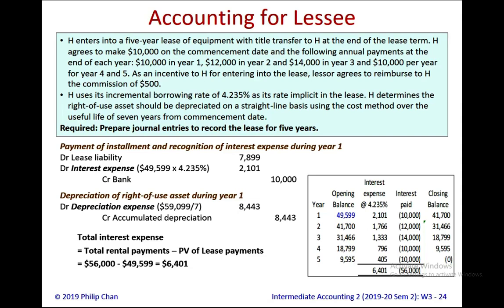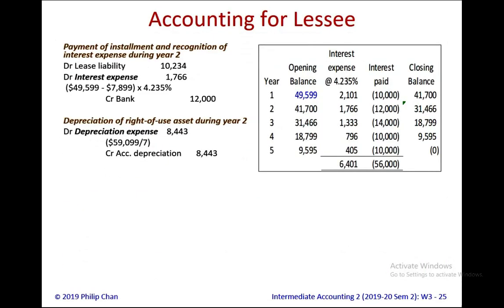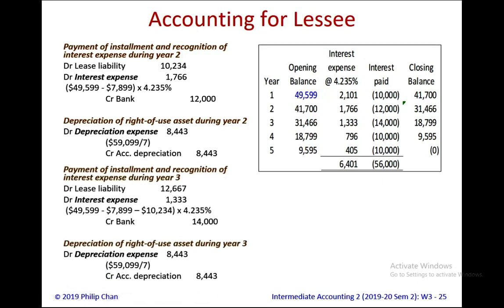And the same thing happened in year 2. So we do the same thing. We worked out the interest expenses to be 1,766, right? And then compare with the payment, or if you like, the rental payment. It should be rental pay rather than interest pay, doesn't matter. Rental pay 12,000. Then the difference would be the lease liability, 10,234. I think the reason I use interest pay is this is more like a bond anyway. Depreciation, same amount, and then we repeat the same cycle.